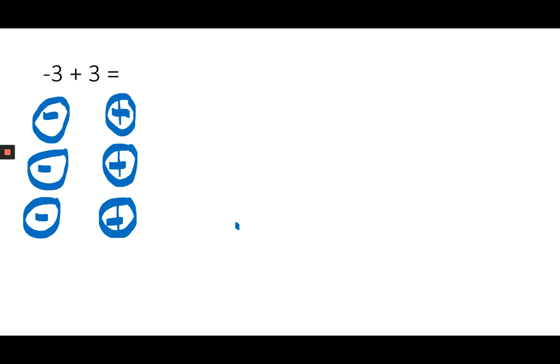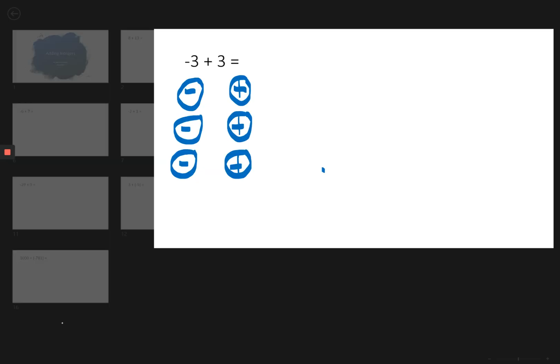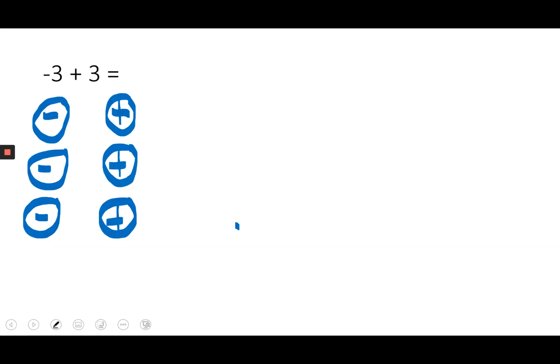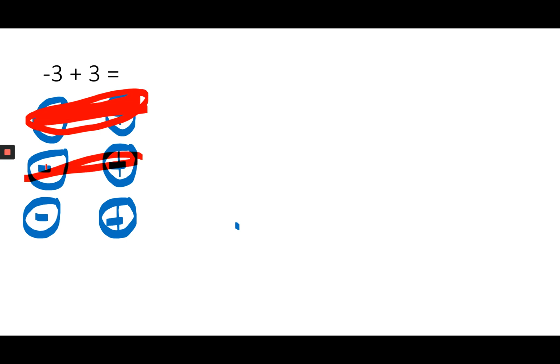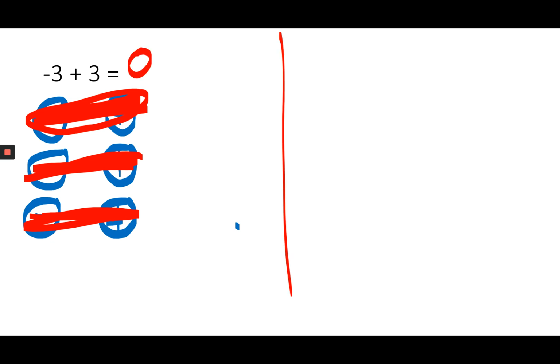And we all know that 1 minus and 1 plus makes 0. This is a big fat 0. So negative and positive, this is going to make a 0. What is left? Nothing. The answer is 0. Negative 3 plus 3 is 0.